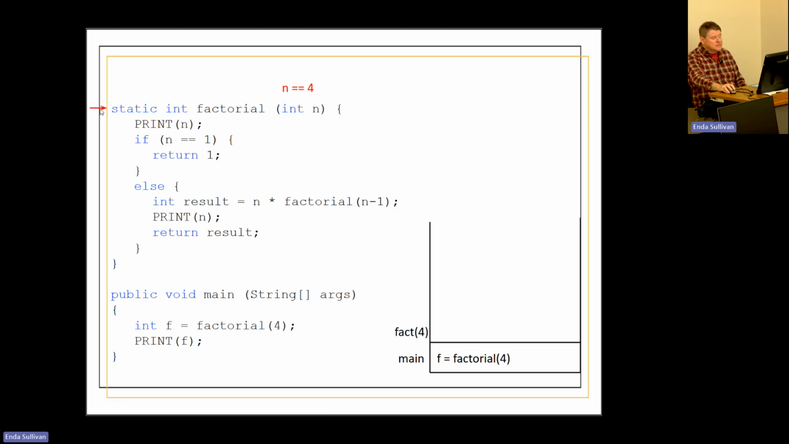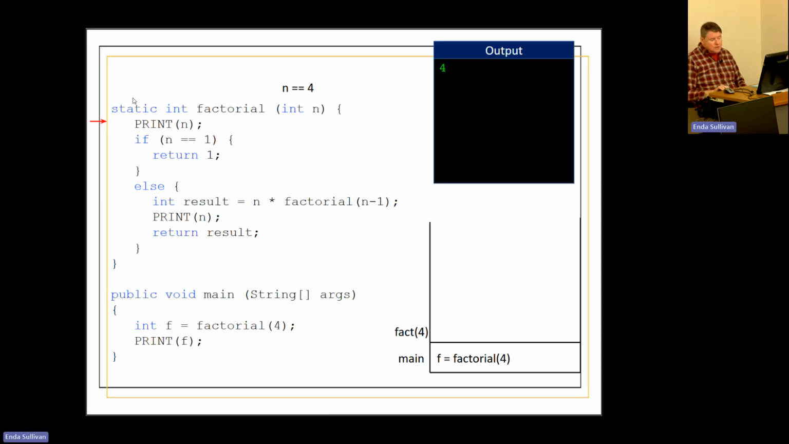All right, so inside of this method, we're going to do all of this method until it's finished. Then we'll go back to main, all right? So we start off and we print out n. Well, that gives me a 4. Then we're going to say, if n is equal to 1, well, 4 is not equal to 1, so we're going to go to the else. The else says the result is equal to n times the factorial of n minus 1.